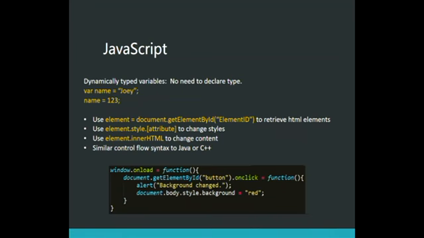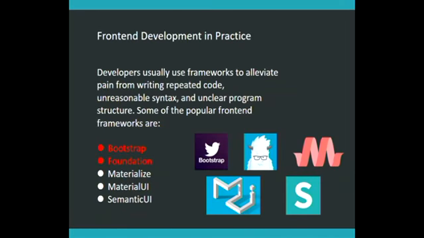And then it has similar control flow statements as in C++ or Java. So it's pretty straightforward. So in practice, companies or developers use frameworks to accelerate their development. It really relieves their pain from writing repeated code, unreasonable syntax, and unclear program structures. So those 5 front-end frameworks are the most popular ones you can take a look at.